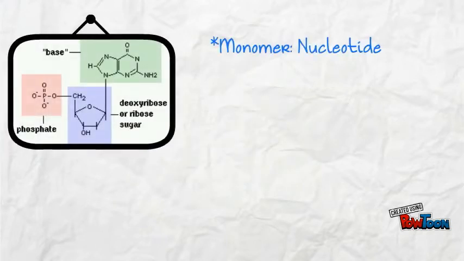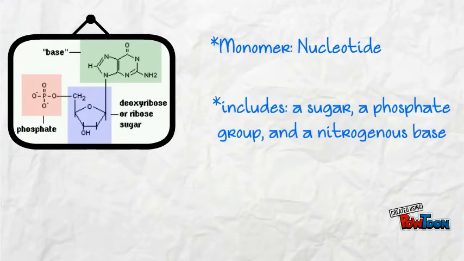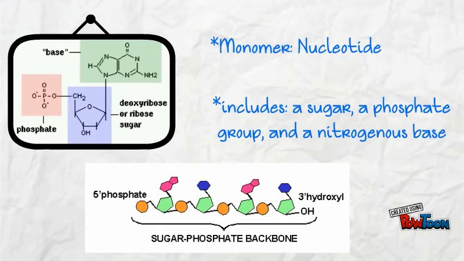DNA is constructed by a bunch of monomers called a nucleotide. A nucleotide consists of a sugar, a phosphate group, and a nitrogenous base. When connected, the nucleotides create the sugar-phosphate backbone of DNA.